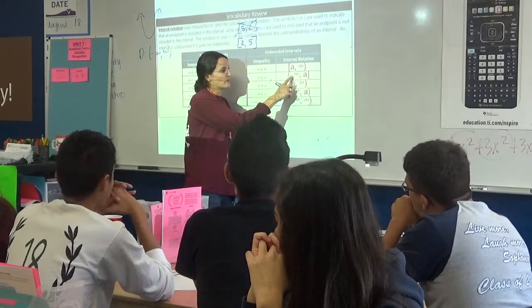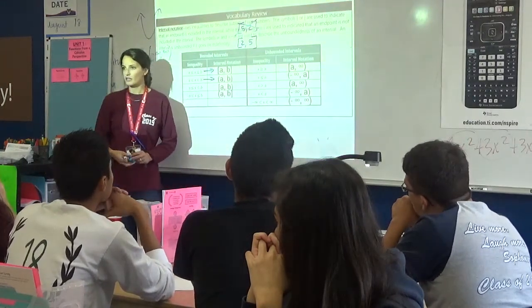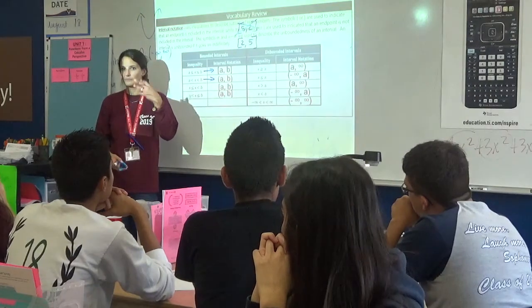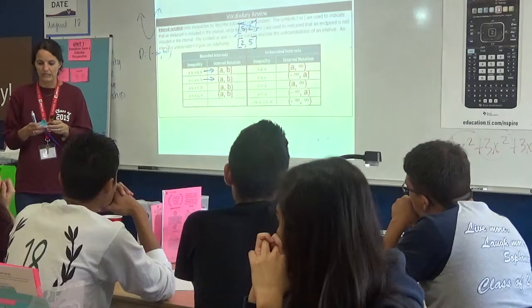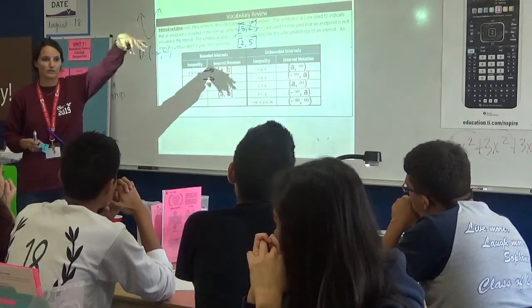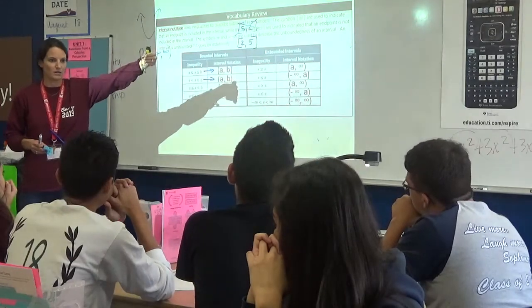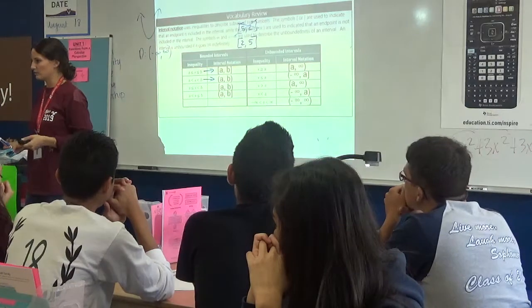What do you notice about the bracket or parenthesis on these infinities? Bracket or parenthesis? Nice and loud. Parentheses. On all of them we put parentheses because we can't really include infinity or negative infinity, because it's just a number far off there, not an ending number that we can actually end at. Okay? Cool? A few things about interval notation.